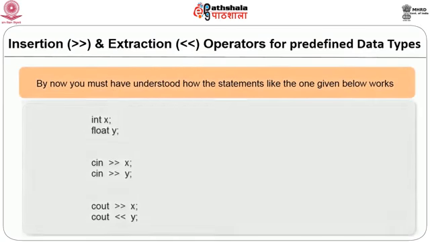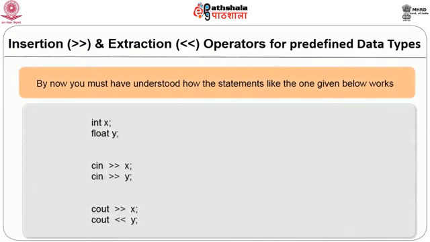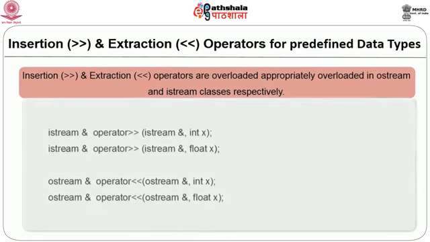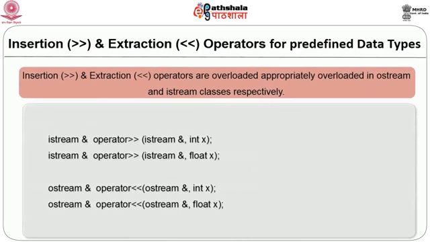Now cin and cout are the objects of predefined stream classes istream and ostream. By now, looking at this example, you would have understood how statements like the one given below work. Yes, you guessed it right. These statements work because the insertion and extraction operators are appropriately overloaded in their respective classes, that is istream class and ostream class.